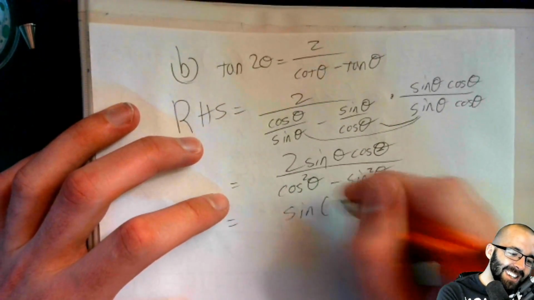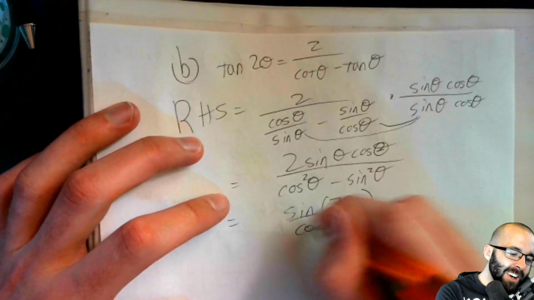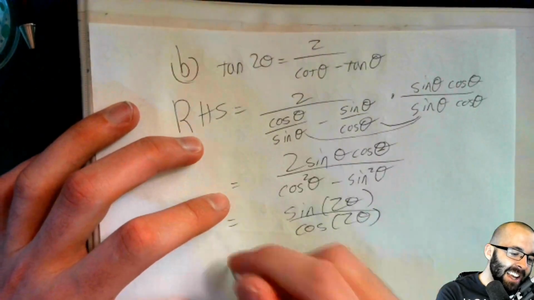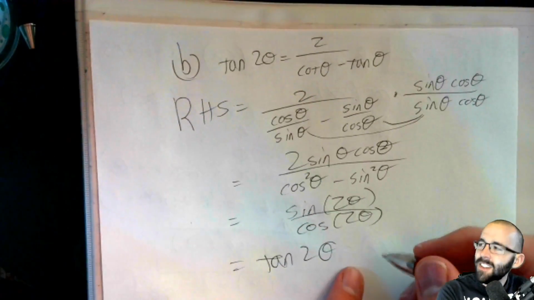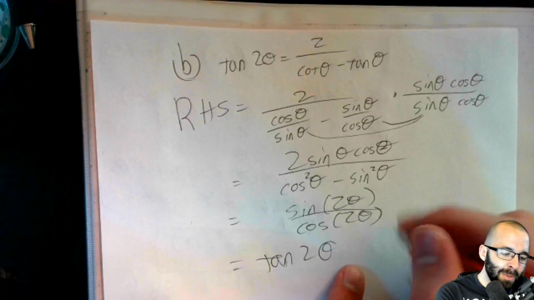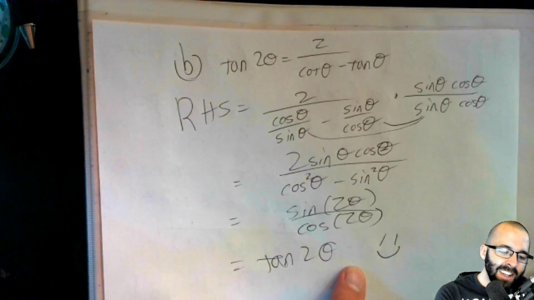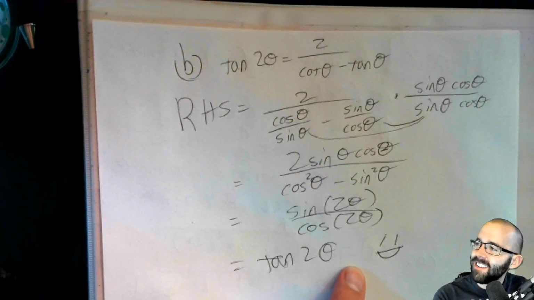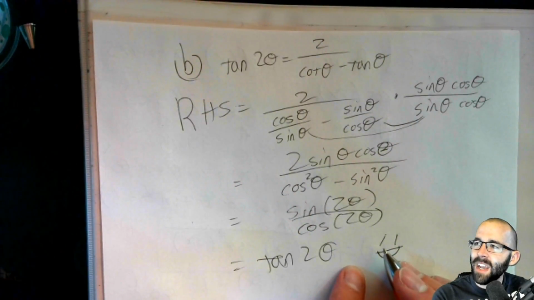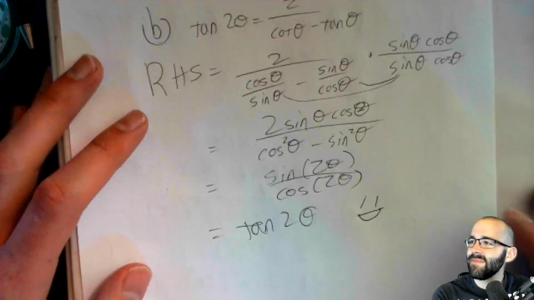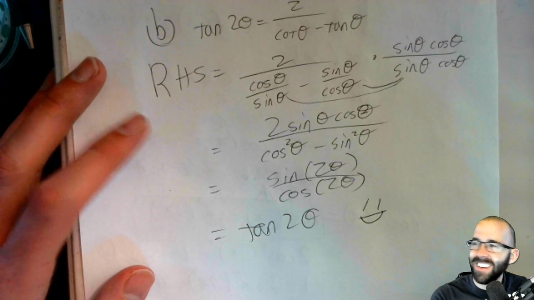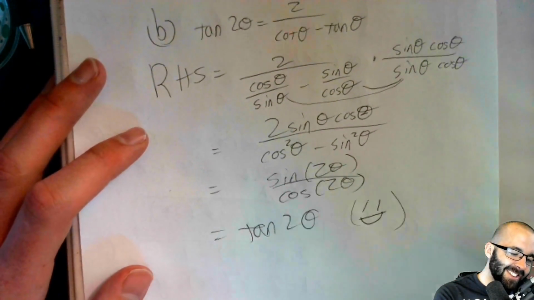Okay, so we got sine of 2 theta over cosine of 2 theta using the identities, which of course is just tangent of 2 theta. And if you think check marks are a little boring, you can give a nice little smiley face. This is a happy trig man or woman. So, yeah, add some parentheses around it.